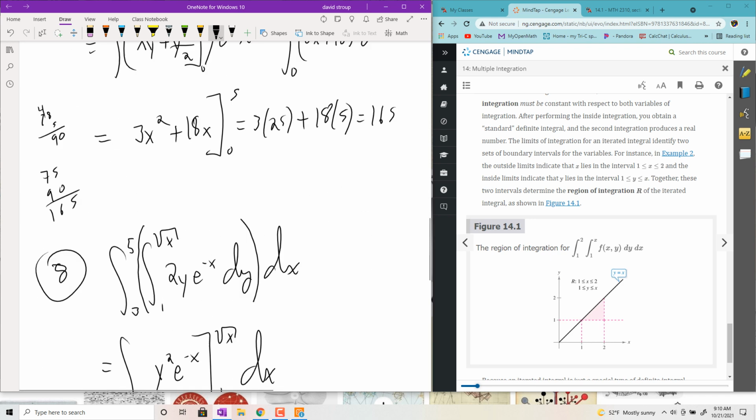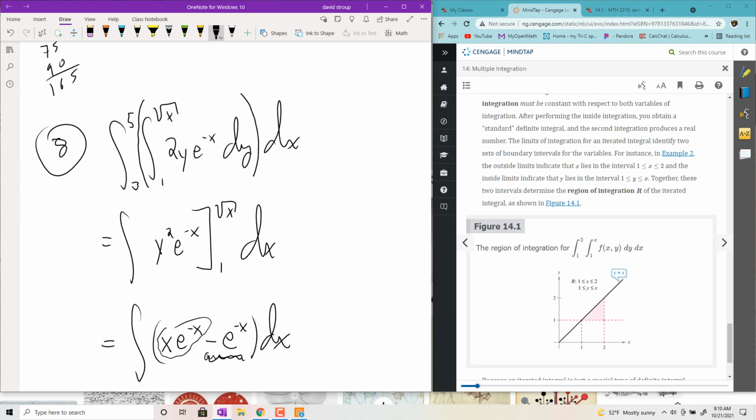Okay. The second integral, it's going from y equals 1 to y equals square root x on the inner integral. So if I were to graph that, y equals 1 is, let me maybe put it in a different color.